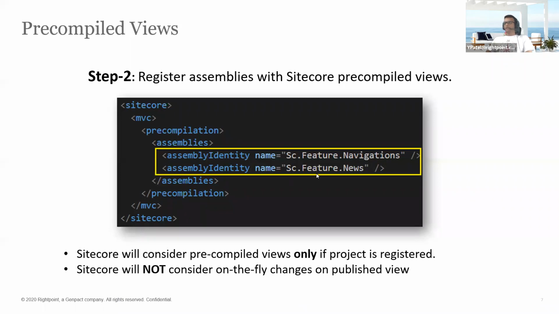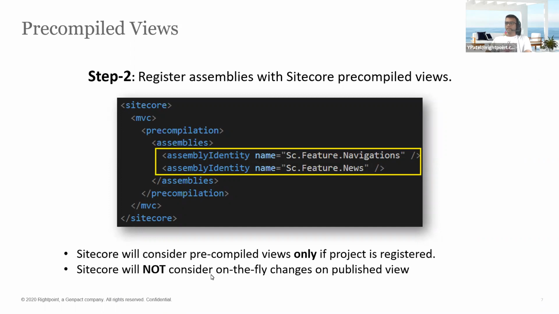Now, one thing we will have to remember is we will have to add all the projects where the view files are, so that Sitecore will know. In case we forget to add any project here, then we will lose the benefit of precompiled views. Even though the view files are compiled, Sitecore will still go to the view files and it will ask the .NET compiler to compile them.